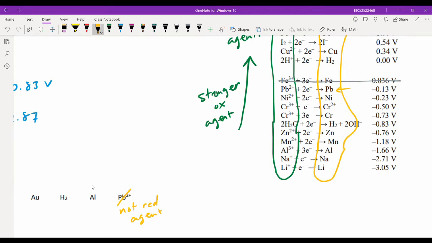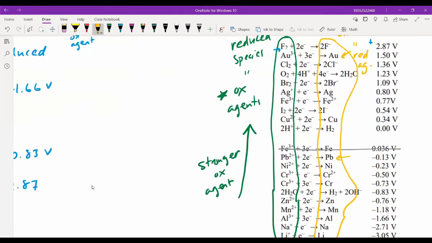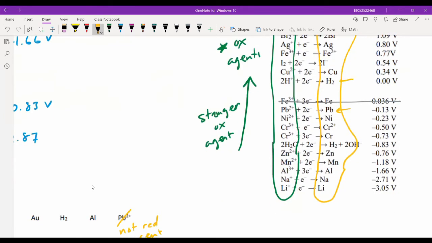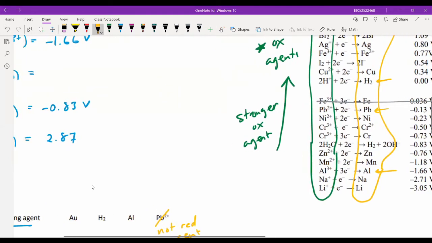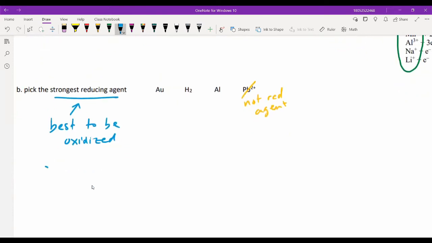And then I'm just looking for things on the right side. And then I have gold, which is okay. I have hydrogen gas, which is okay. And I have aluminum, which is down there. So now if I'm going to look at the numbers, what I would really be trying to figure out is the potential to oxidize gold, or the potential to oxidize hydrogen or aluminum.